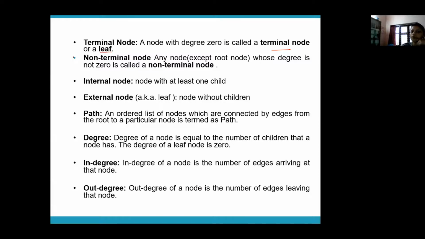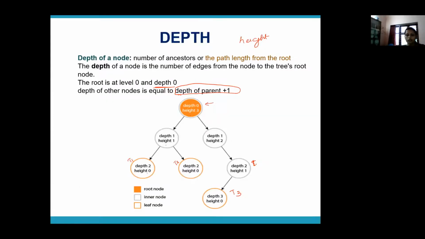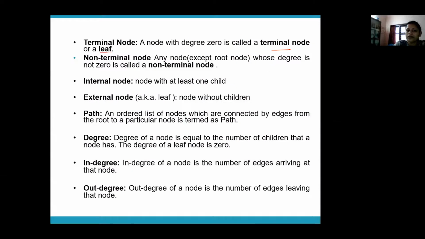Now, non-terminal nodes: all other nodes are non-terminal nodes, right? Any node whose degree is not 0 is called a non-terminal node. So if you look at this diagram, which are the non-terminal nodes? This is a non-terminal node, NT1. This is also a non-terminal node, NT2. This is a non-terminal node, NT3. This is also a non-terminal node, NT4. So all the nodes whose degree is not 0, that means that node will have at least one child, are called non-terminal nodes. Clear on the difference between terminal and non-terminal?